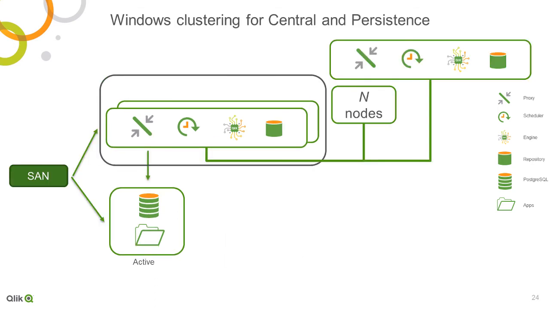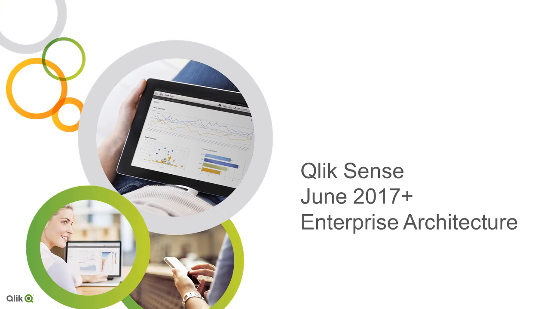And this is a bit more of a robust option. We have Windows clustering on the central, and then a SAN hosting the persistence layer, the database, the apps, and the central node as well. Using some sort of SAN device or network storage is ideal, because if that goes down inside an organization, you typically have bigger problems than just your BI tool. So they're engineered for high availability.